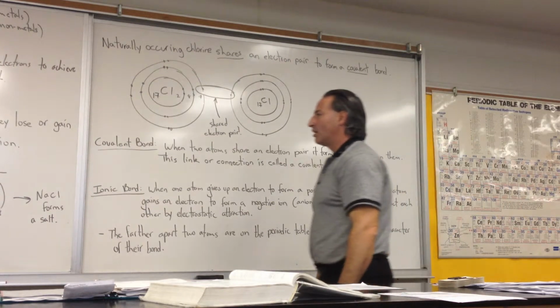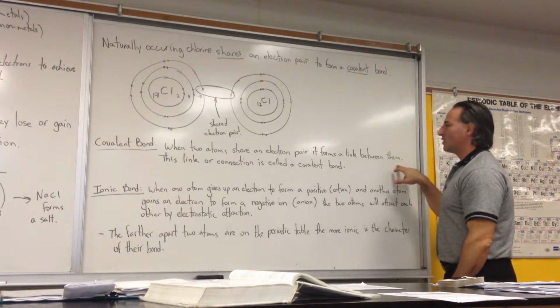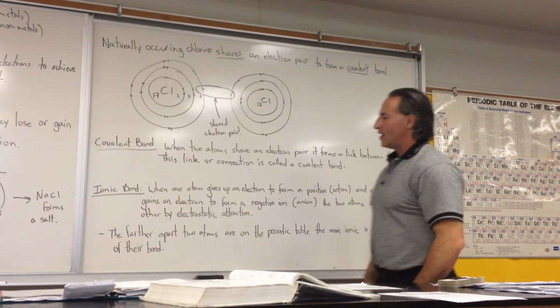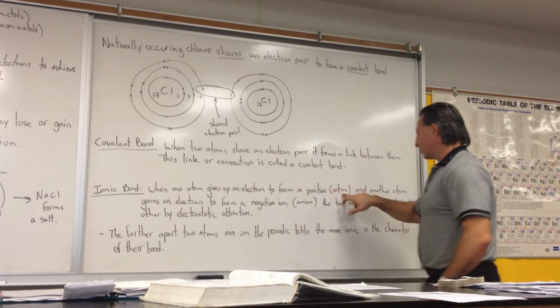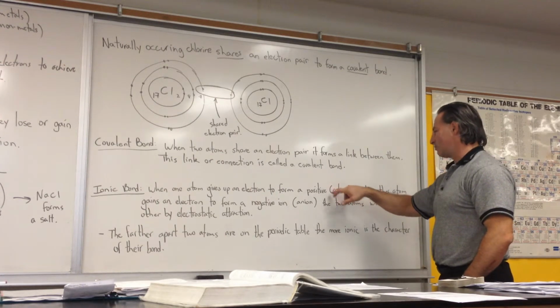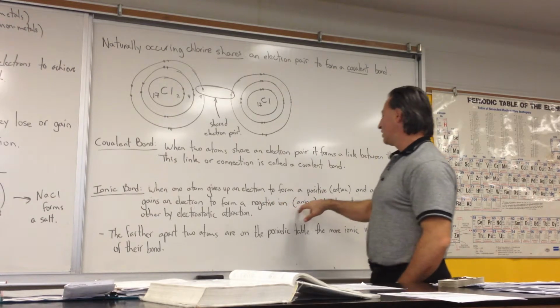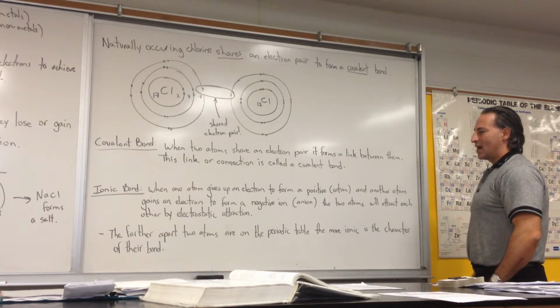So a covalent bond occurs when two atoms share an electron pair. It forms a link between them. This link or connection is called a covalent bond. In an ionic bond, when one atom gives up an electron to form a positive particle, or cation, and another atom gains an electron to form a negative ion, an anion, the two atoms will attract each other by electrostatic attraction.